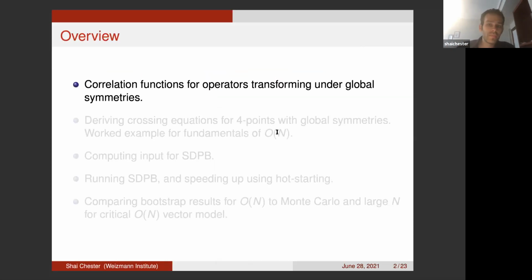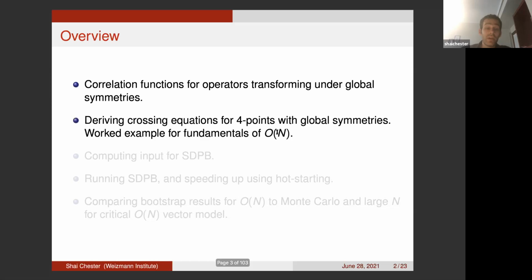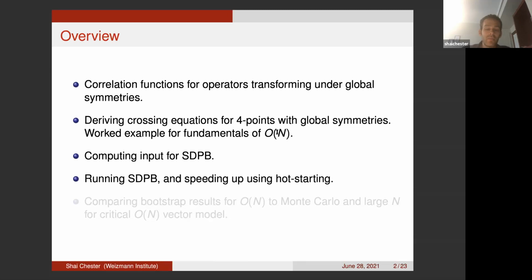So an overview of this lecture. First we're going to discuss correlation functions for operators transforming under global symmetries. Then we're going to discuss how to derive the crossing equations for 4-point functions of operators with global symmetries. In particular, we're going to give a worked example for the case of fundamentals of ON. Then we're going to describe how to compute this input for SDPB in practice, again using screen shares. Then we're going to discuss how to run SDPB, and then we're going to introduce a new numerical method called hot starting. This is actually not in the lecture notes, but will be in the lecture.